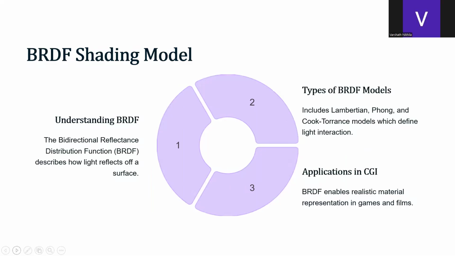Then BRDF shading. BRDF means bidirectional reflectance distribution function. It describes how light reflects off a surface. Different BRDF models include Lambertian for matte surfaces, Phong for older specular highlights, and Cook-Torrance for realistic glossy reflections. These shading models simulate different material types, whether it's velvet, chrome, or human skin. They are essential for rendering materials accurately and believably.